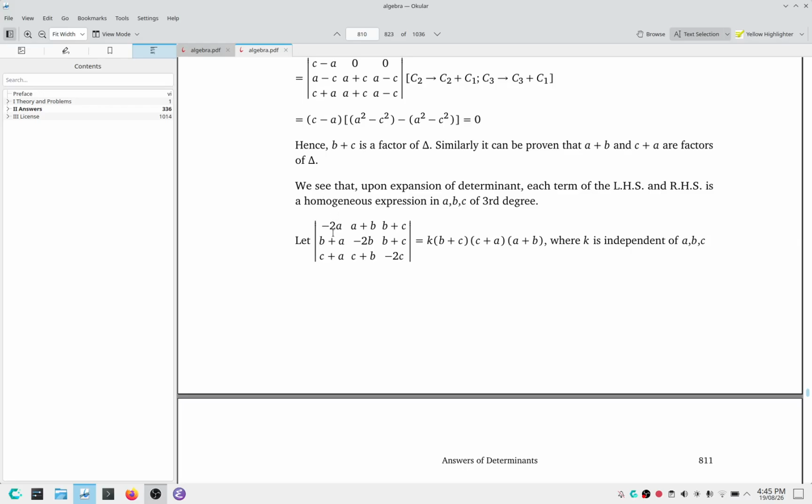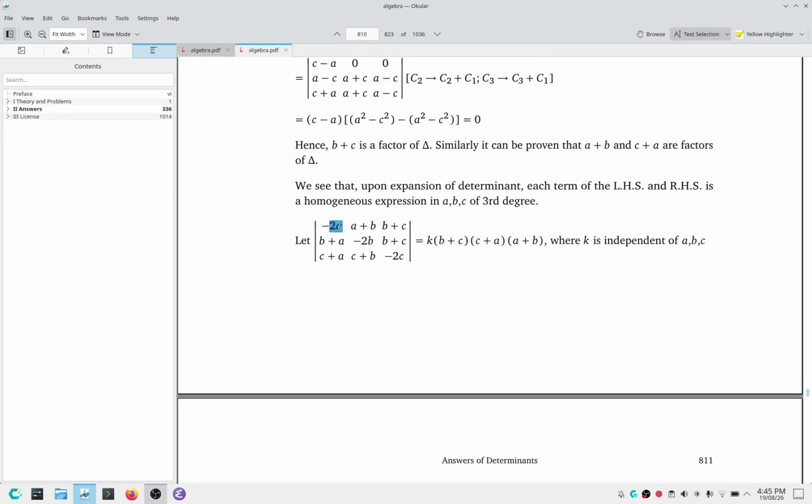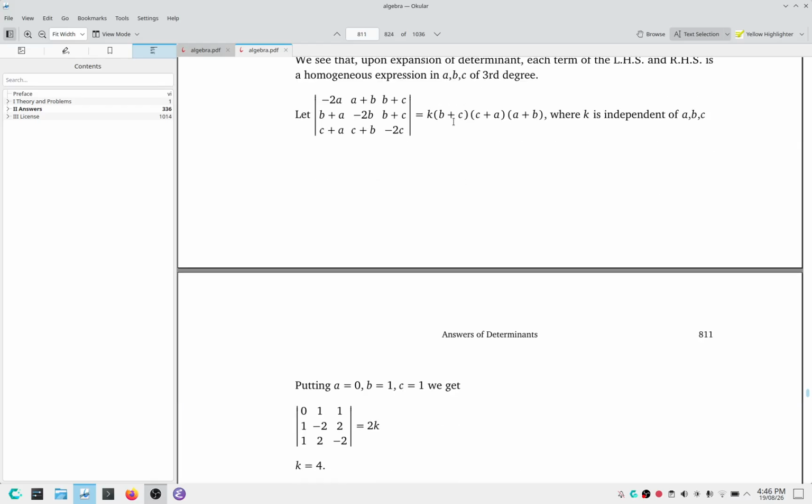Now you look at the determinant here, okay? So this is the determinant. Now if we evaluate along this cell, these two multiplied will be 2 degrees, and then this will be third degree. So similarly, you can take this cell A plus B, so this is 1 degree, and then you multiply these two, you get second degree, and this will make it third degree. So that's how we can say that both left-hand side and right-hand side are homogeneous expressions in ABC of third degree. So we have got this.